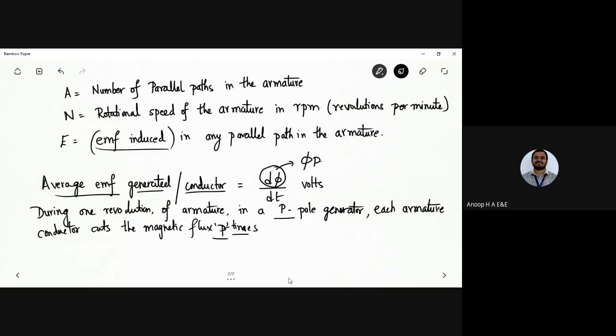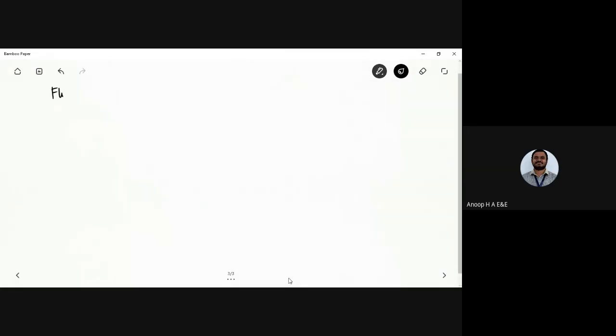So for one conductor in one revolution, the flux cut by one conductor in one revolution is given by phi into P Webers. So I have the flux cut by one conductor in one revolution, equal to phi into P Webers.